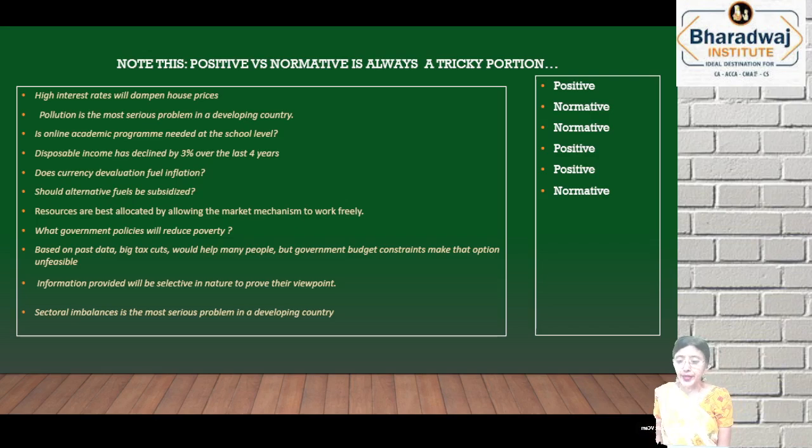Resources are best allocated by allowing the market mechanism to work freely. Sure. Karan? I wrote normative. Why you wrote normative? On what basis? Oh, hit or miss you did. Because look at the description, best allocated. Somebody's judgment. I was telling you, good, better, best. All these degrees of comparison, my dear students, remember as a clue.